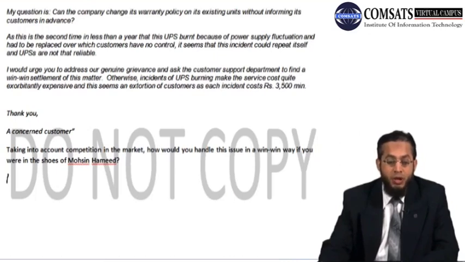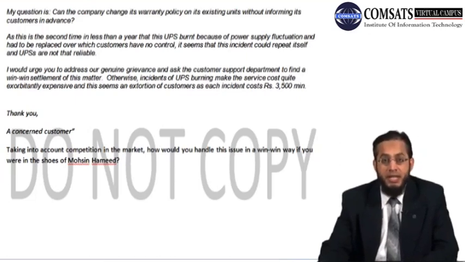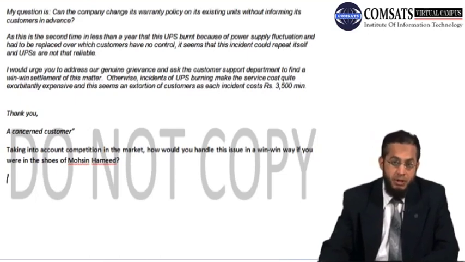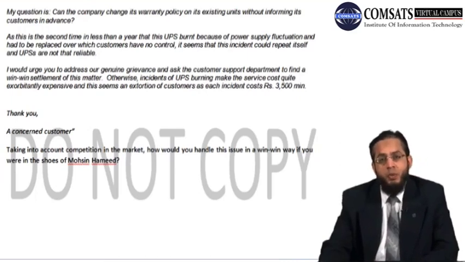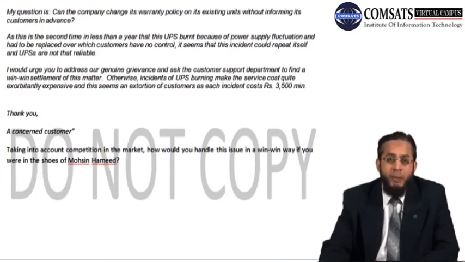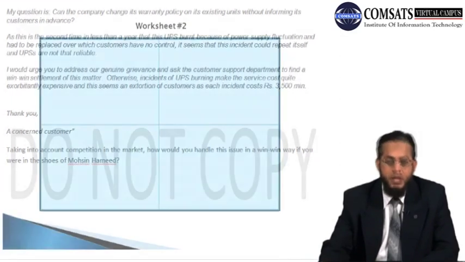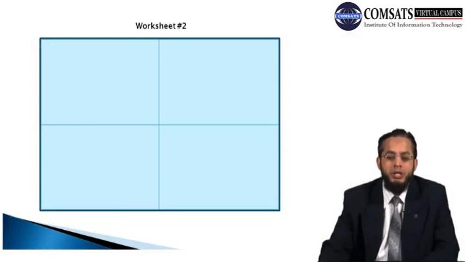If you were in the shoes of Mr. Mohsin Hamid, so now you have to play the role of Mr. Mohsin Hamid to actually come up with that solution that would be acceptable by both parties, that your company and yourself. So with this, now we move back to the worksheet number 2. Now here we are back on worksheet number 2.